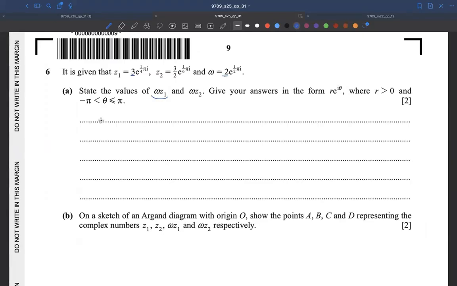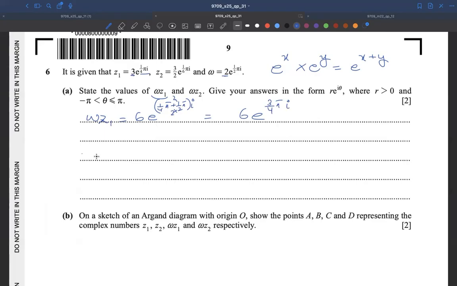So ωz1 would be 3 times 2, which is 6. And the powers of e add up, as the angles add up when we are multiplying. Or in simple terms, if you have e power x into e power y, it becomes e power x plus y. So this will become e to the power of iπ/4 plus iπ/2. And we can simplify it and write it as 6 e to the power, when you take the LCM or put it in the calculator, 2 plus 1, 3, so 3π/4 i.